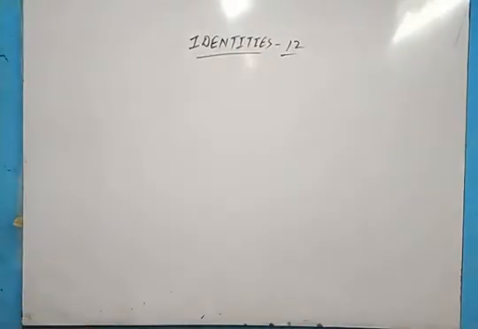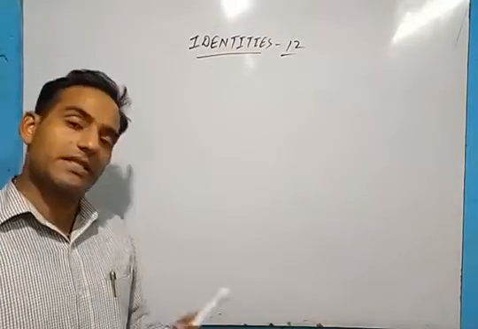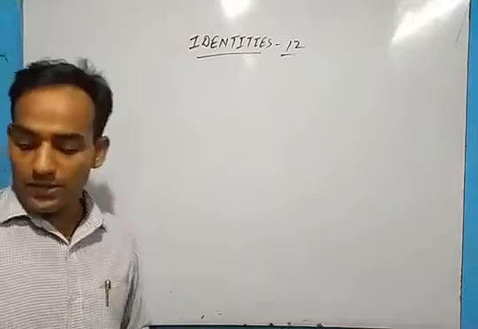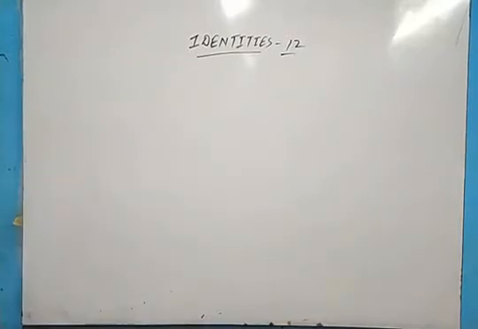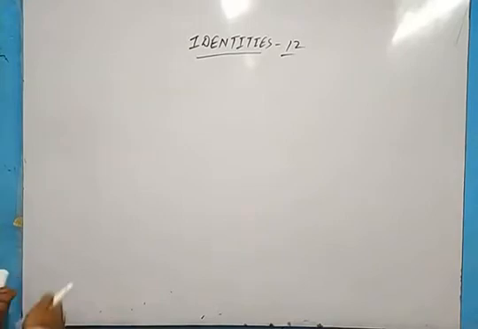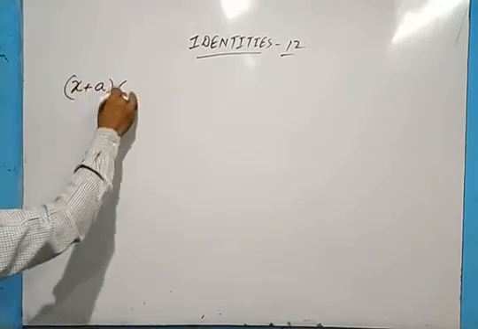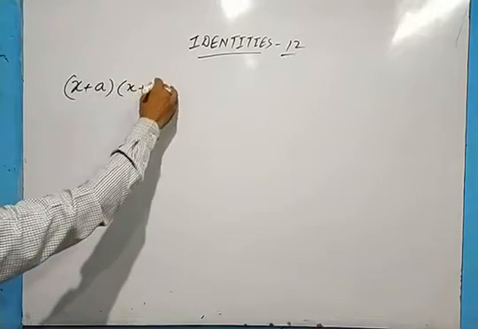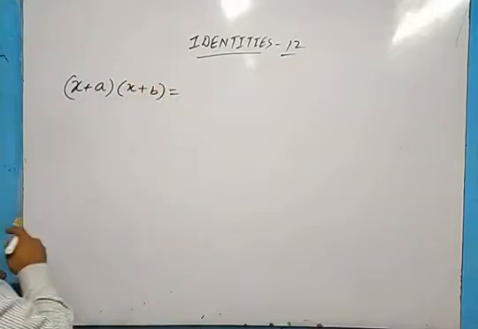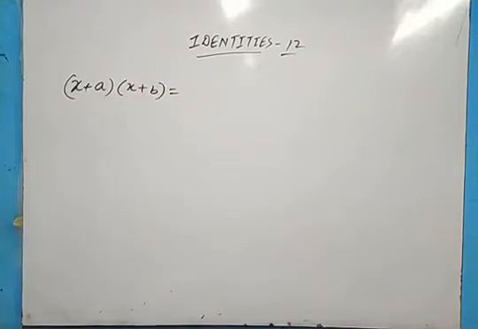Identities chapter is very easy, based on formulas. So we will discuss formulas first. Some basic formulas we have to use in this chapter are, like (x + a)(x + b). We will use it directly, but we need to understand how the formula came.